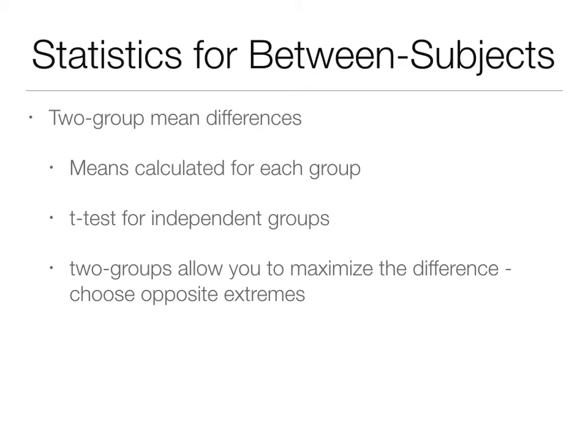We're really maximizing the differences. We have all or none, right? So two groups really allows us to choose these opposite extremes and maximize the difference between them. This is really simple, but we're not getting detailed information. We have the effect of nothing and the effect of something, but we don't know how much of this something really causes the effect with these two group mean differences.